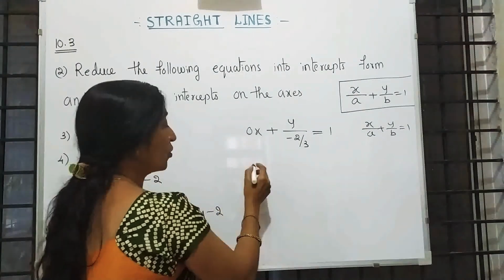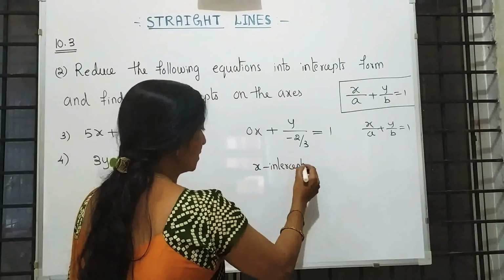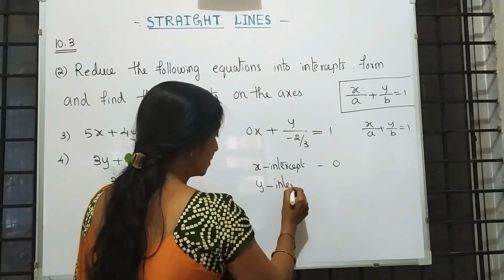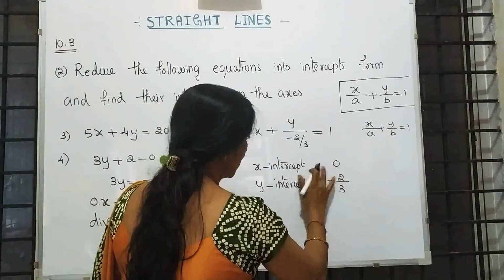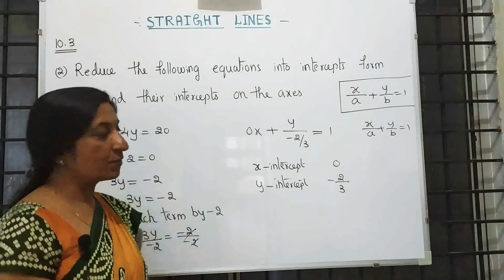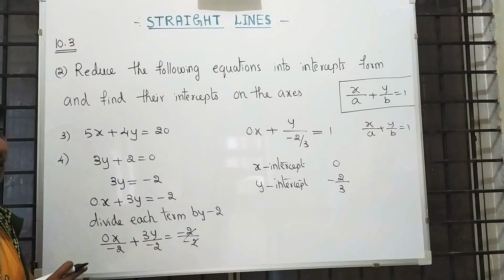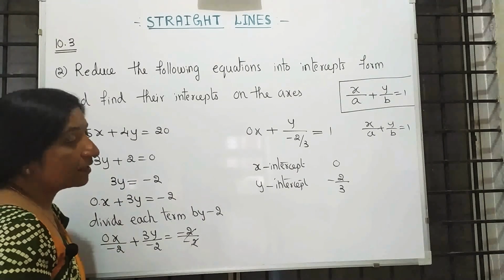So what is the x-intercept then? X-intercept is 0, y-intercept is minus 2 by 3. So in the next class I will continue with exercise 10.3. In that we have to write it in the normal form.